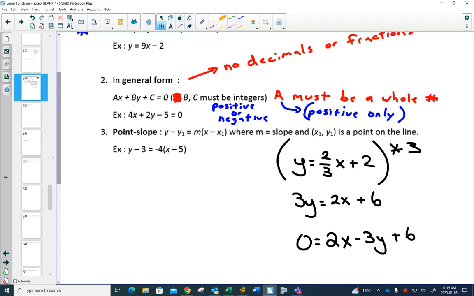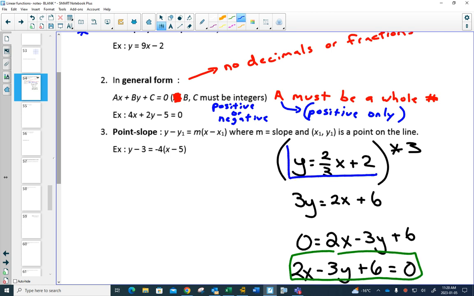And so we've now changed it to general form. In the general form, you have a number in front of the x, a number in front of the y, a number by itself, and equal to 0. And this equation in green is identical to this equation in blue, but they look different.